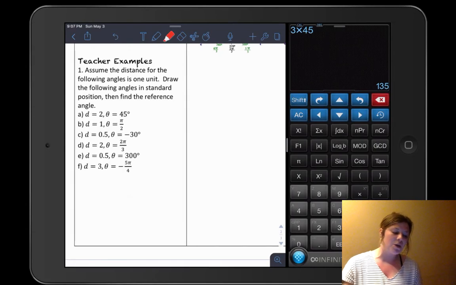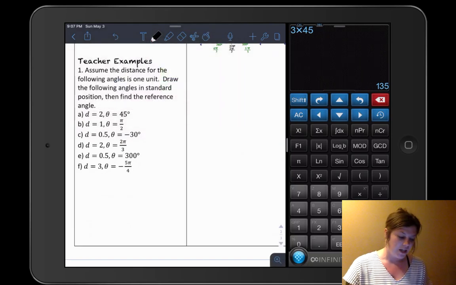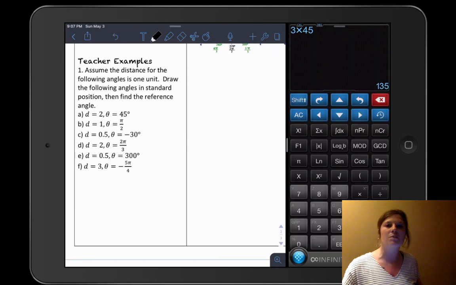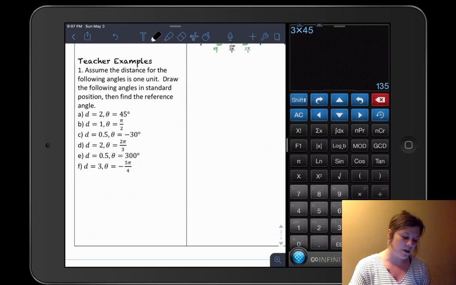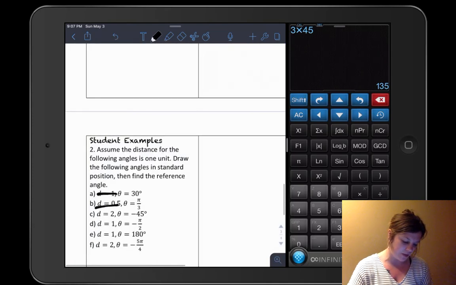We are going to draw out some angles that are in standard position, and then we're going to find the reference angle. The only thing I threw in here, just to mix things up a little bit, is I say we are going to make sure that the distance, oh, oops, just kidding. So ignore this distance thing. That should be ignored. I apologize for that. So ignore all those distances.